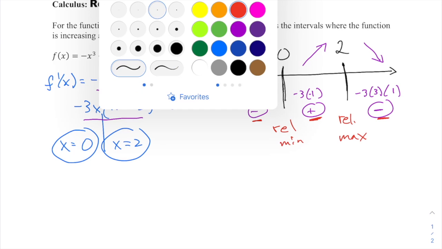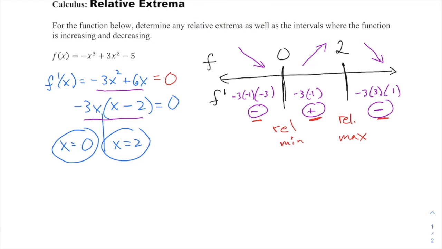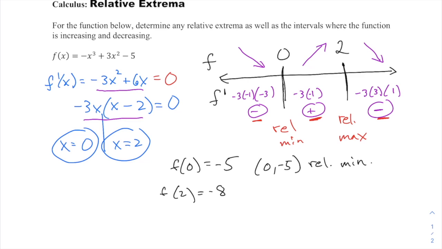I've done pretty much all the work, but I do have to find those y coordinates for those relative extrema. Pretty easy to do though. At 0, f of 0 is going to be -5. So at 0, -5, I have a relative min. At 2, it's a little bit more work, but not much. f of 2, we're going to get -8 plus 3 times 2 squared, it's 4 times 3, plus 12 minus 5. So -8 plus 12 is 4, minus 5, -1. So at 2, -1, I have a relative max.